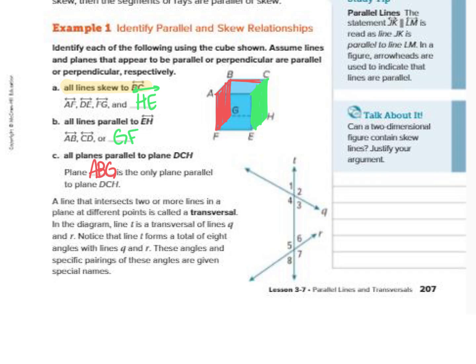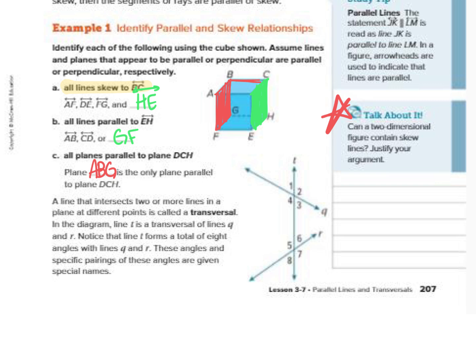And so over to the right here, at the talk about it portion, they pose a very good question. It says, can a two-dimensional figure contain skew lines? Justify your argument. So let's think about that, okay? Think about a two-dimensional figure that you use almost every day in your lives, especially with you being in school, okay? Hopefully a piece of paper came to mind. So if I have one piece of paper, if I draw any lines whatsoever on that paper, eventually, by definition of lines going on infinitely in both directions, those lines will intersect.